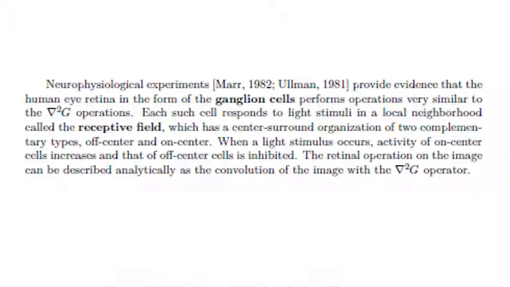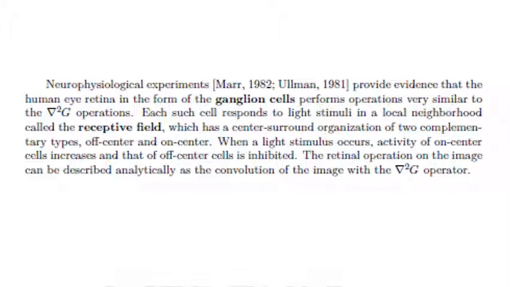Neurophysiological experiments provide evidence that finally the judge is our human retina. The human retina, in the form of ganglion cells, performs an operation very similar to the del square G operation. What is del square G? The LoG operation. Every such ganglion cell in our eyes responds to light stimuli in a local neighborhood called the receptive field. In this receptive field there is a center-surround organization of two complementary types: the off-center and the on-center.